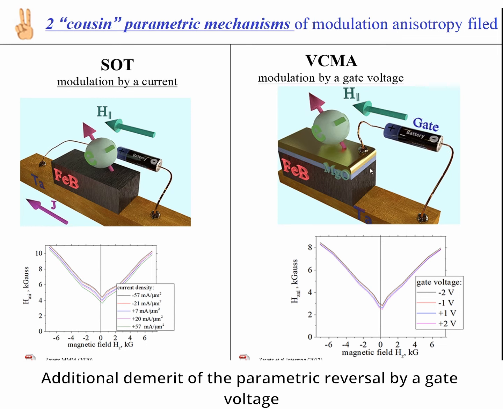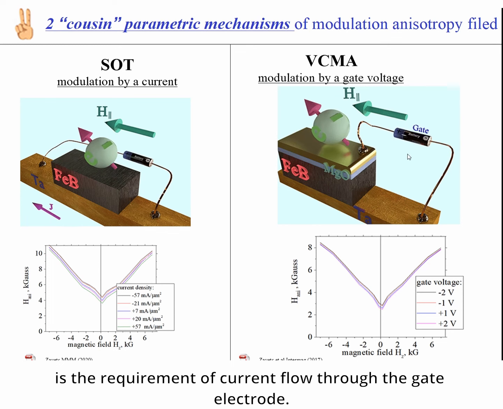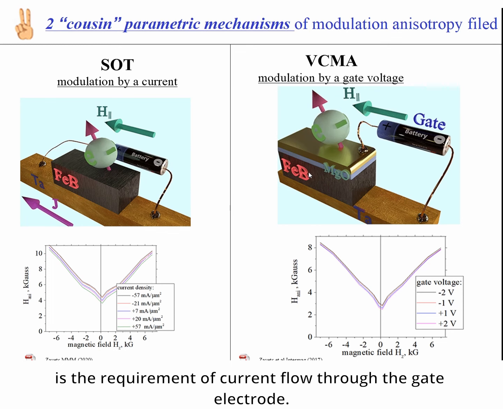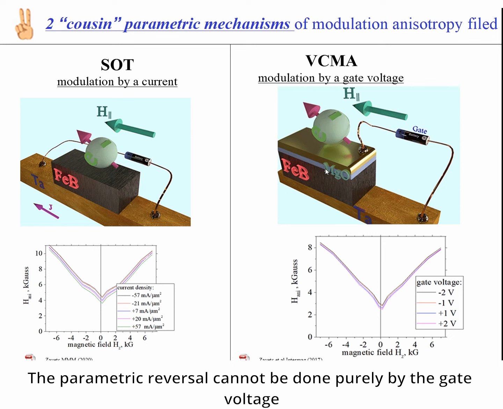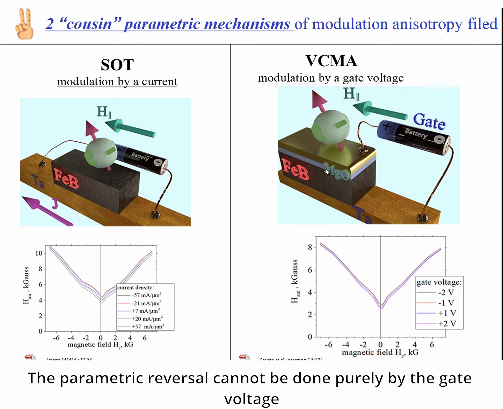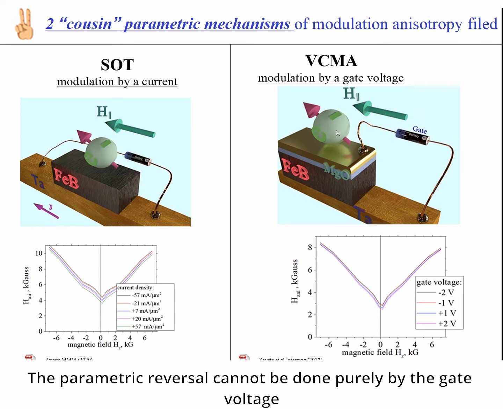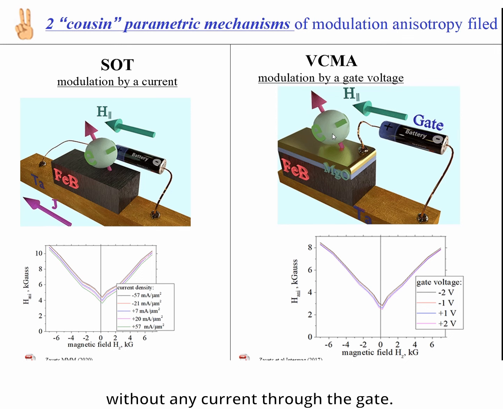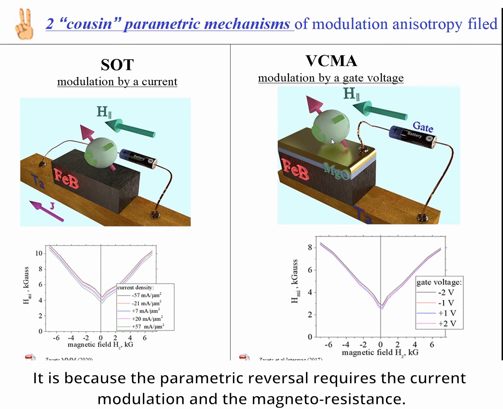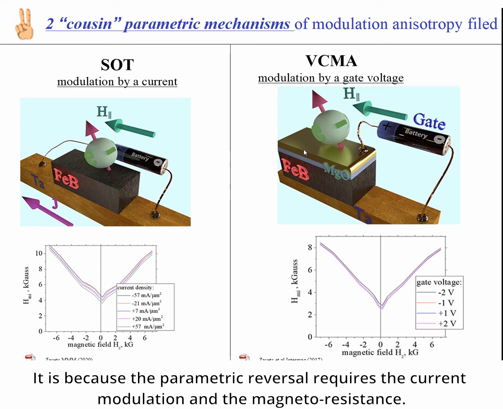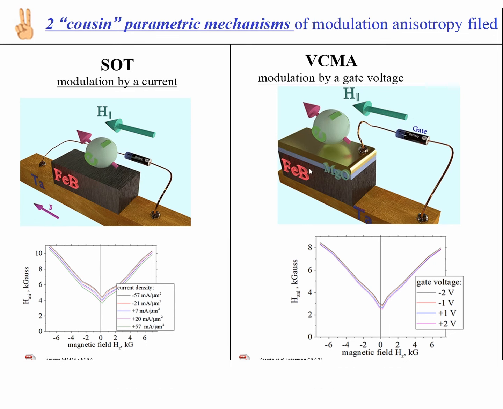An additional demerit of the parametric reversal by gate voltage is the requirement of current flow through the gate electrode. The parametric reversal cannot be done purely by gate voltage without any current through the gate. It is because the parametric reversal requires the current modulation and magnetoresistance. I will talk more about this in the following video.